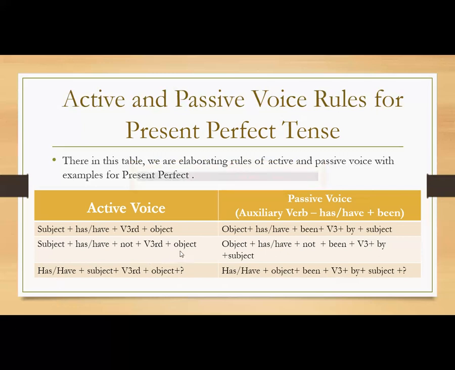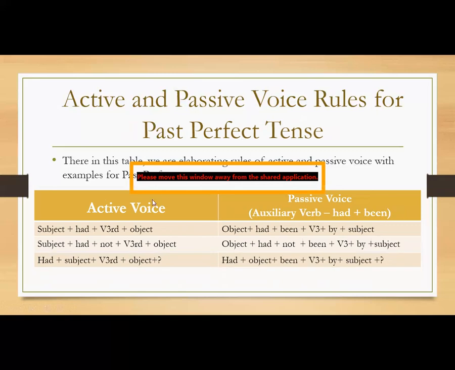She has not built a house. A house has not been built by her. How has she built a house? Has a house been built by her? Question mark. Past perfect tense.